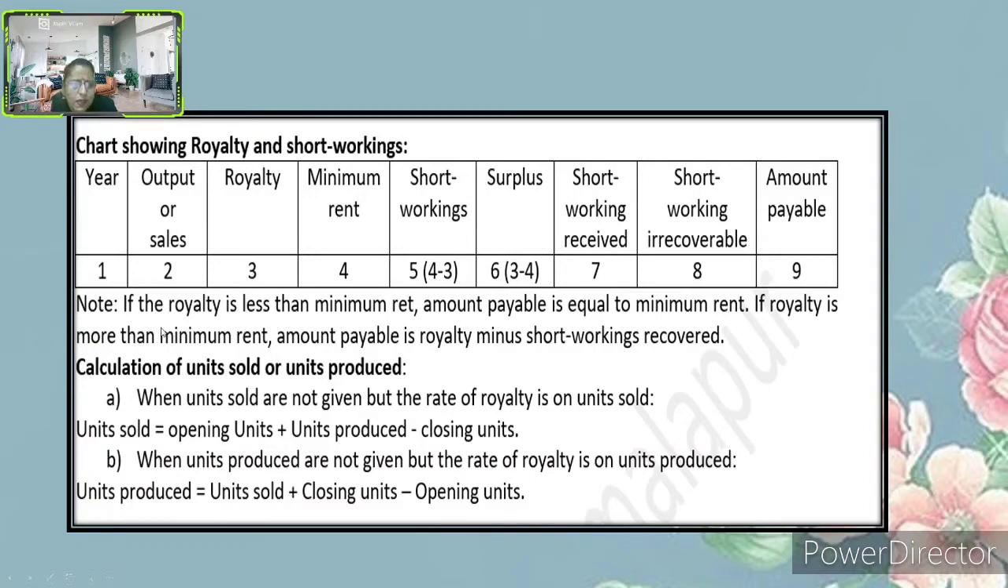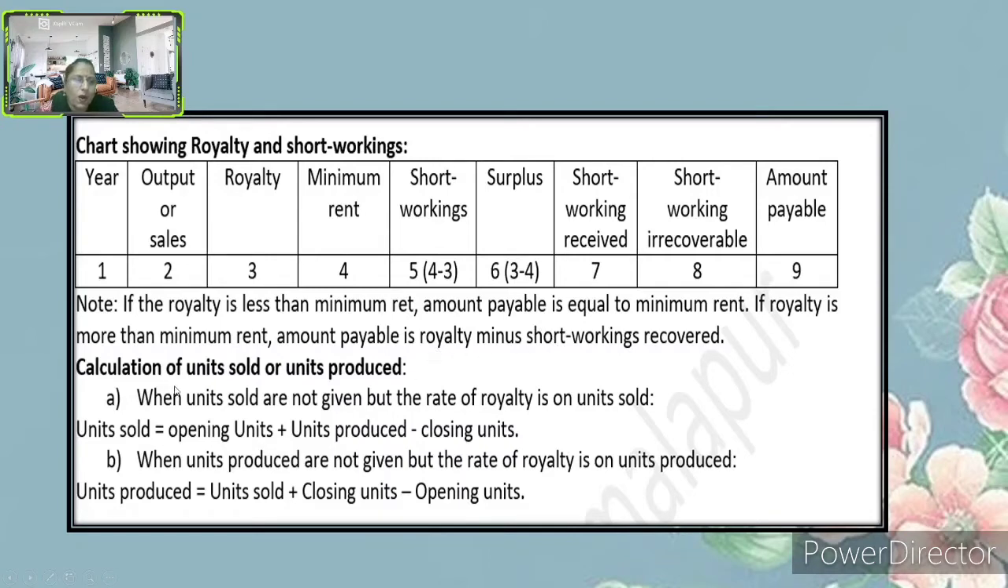Okay. If the royalty is less than the minimum rent, the amount payable is equal to the minimum rent. If the royalty is more than the minimum rent, the amount payable is royalty minus short workings recovered. That we have already discussed in my theoretical class.